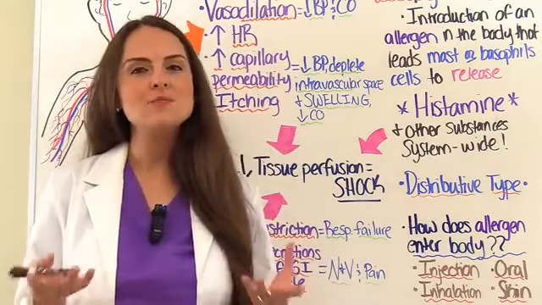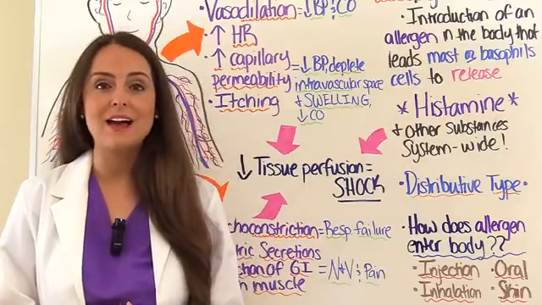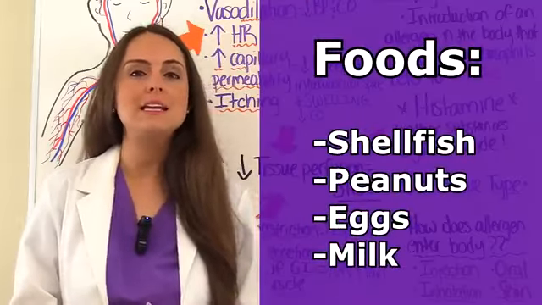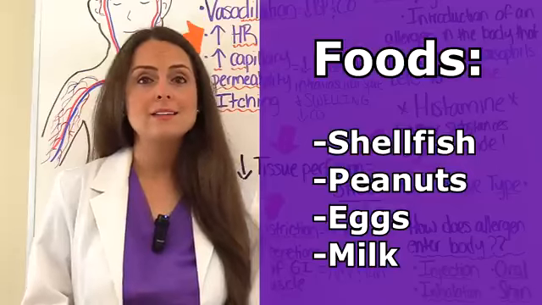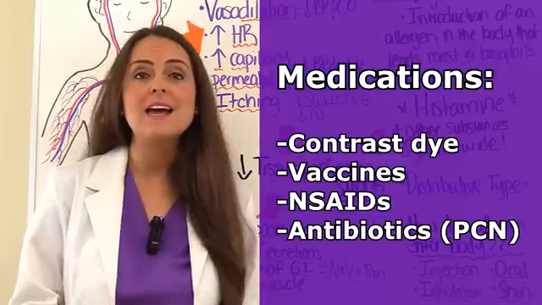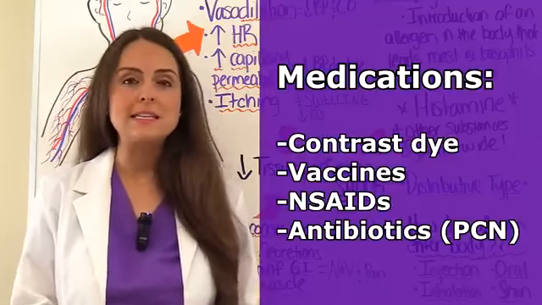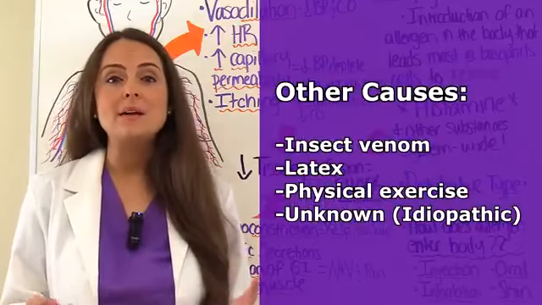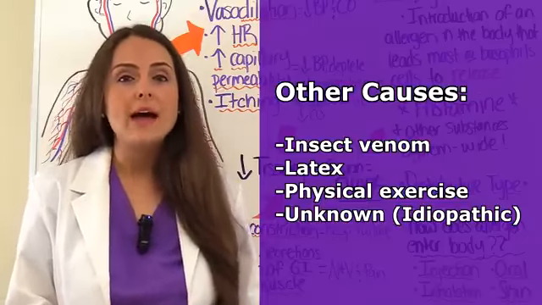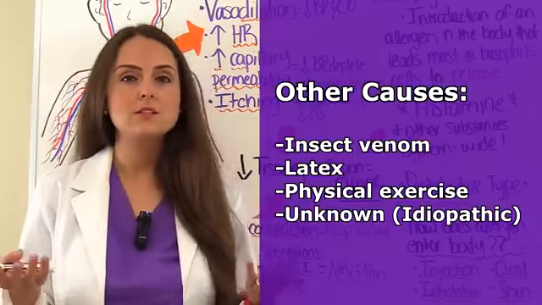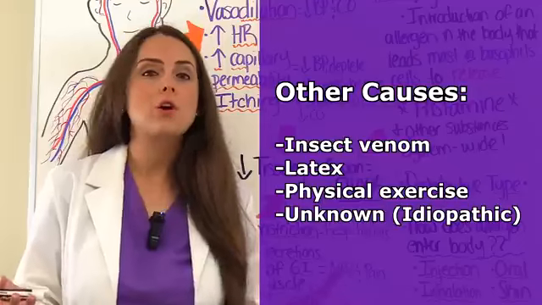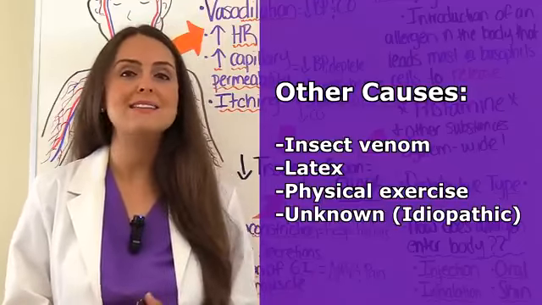Now, what are some known substances that actually cause anaphylaxis that can lead to anaphylactic shock? Well, one thing, of course, is foods. This can be anything from shellfish, peanuts, eggs, milk, or medications like IV contrast dye, vaccines, NSAIDs, antibiotics, specifically like penicillin, or insect venom like bees. A lot of people are allergic to bee stings. Latex can cause it, along with physical exercise. Some people, their anaphylaxis is triggered by exercise. And then of course there are cases where we just don't know what the cause of the anaphylaxis is, and we refer to that as idiopathic.